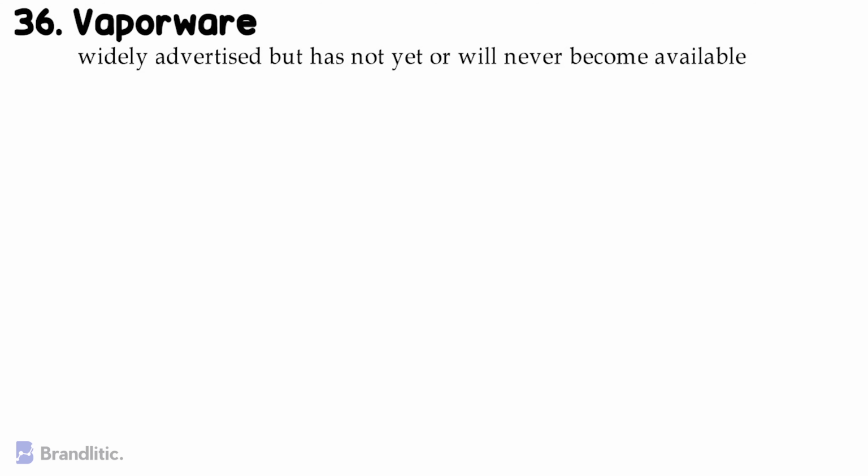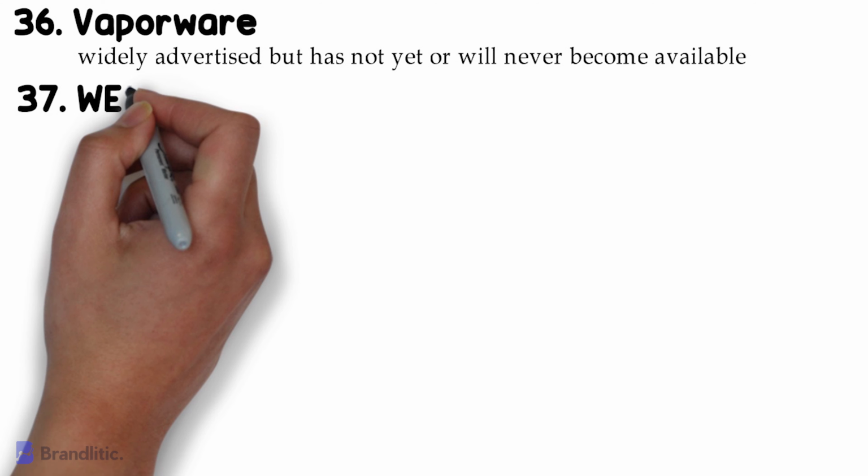Number 36, Vaporware. Now, Vaporware refers to something that has been widely advertised but has not yet or will never become available. We need to be extra careful to avoid vaporware at all cost and always be skeptical when something appears to be too good to be true.